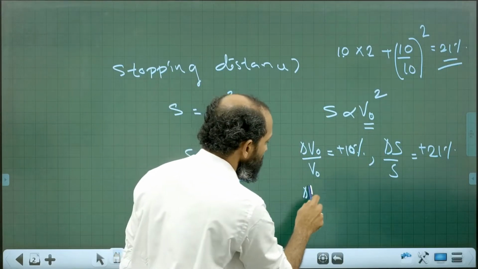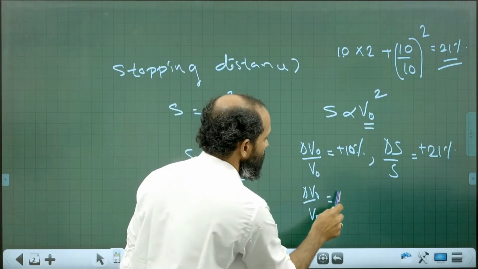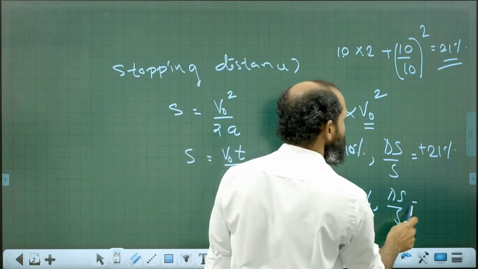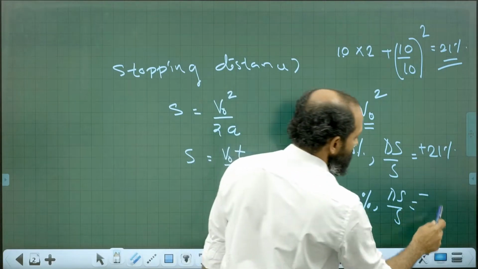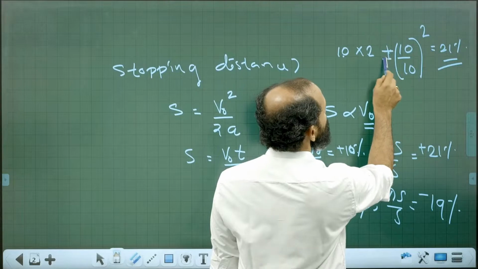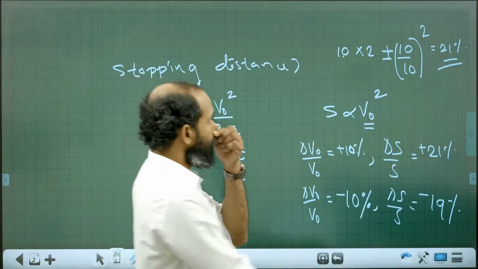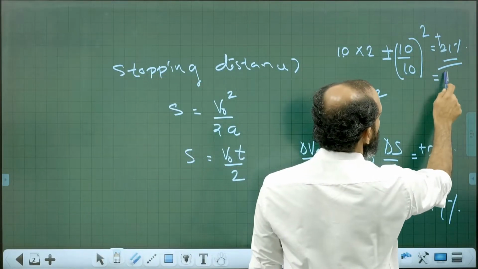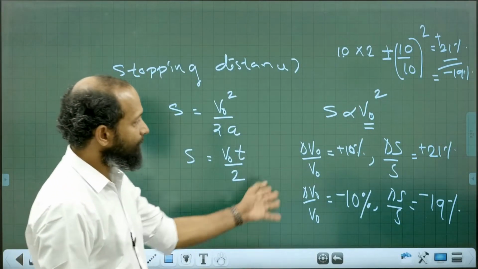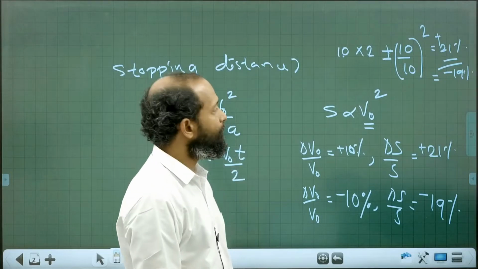Suppose speed, delta V0 by V0, decreases by 10%. Then stopping distance also decreases by what percentage? By 19%. How? You just make use of a minus sign here. So it may become plus 21 or minus 19. These types of questions are very popular from most of the chapters.